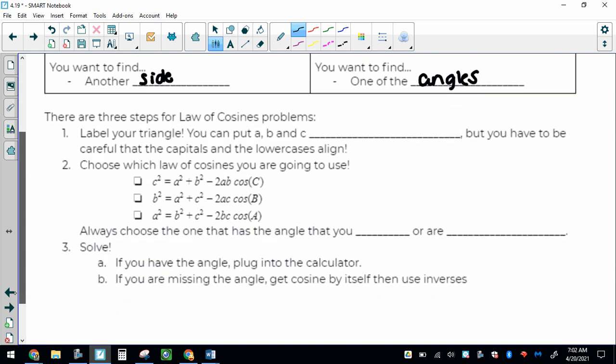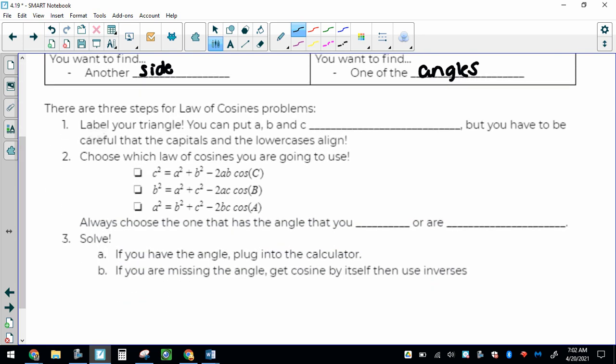So there are three steps for law of cosines. First step, label up your triangle. Put A, B, and C anywhere if it's not already labeled for you, but you have to be careful that your capitals and lowercases are across from each other. Step 2 says pick which law of cosines you want to use. You can see there are three different ones. They're all exactly the same. The only thing is that these letters are shuffling around.